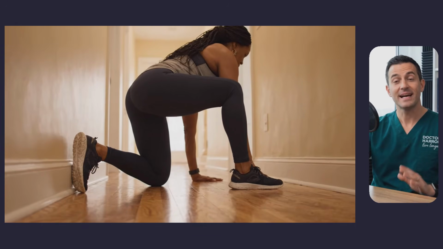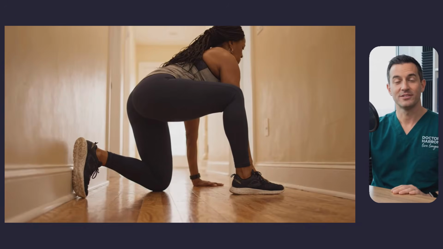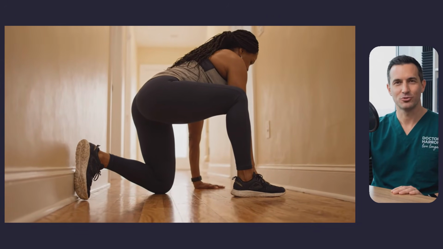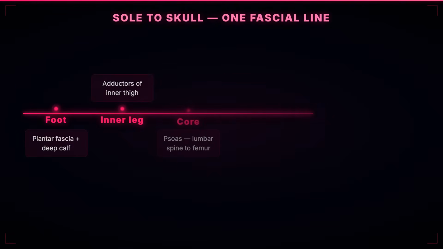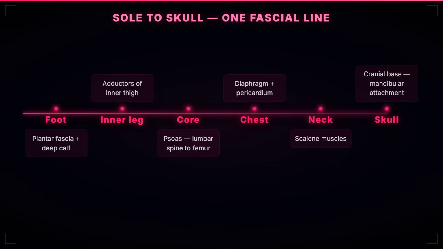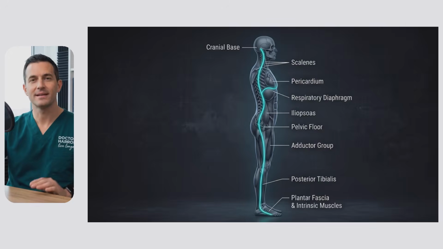The deep front line begins at the plantar surface of your foot. It runs through the deep posterior compartment of the calf, which includes the soleus and tibialis posterior. From there, it continues through the adductors of the inner thigh, into the psoas, the deep hip flexor that connects your lumbar spine to your femur, then through the diaphragm, along the pericardium surrounding the heart, up through the scalene muscles of the neck, and into the base of the skull.